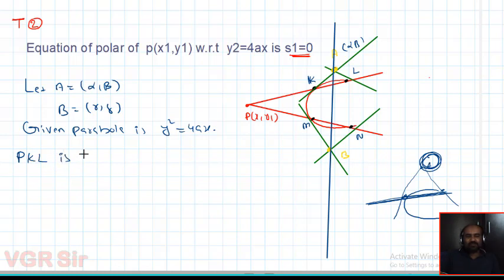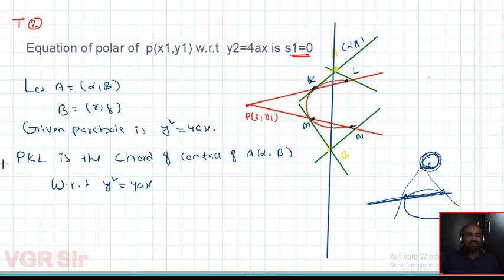PKL is the chord of contact of A (alpha comma beta) with respect to y square equal to 4x. This is a very important step. Let me explain clearly here.